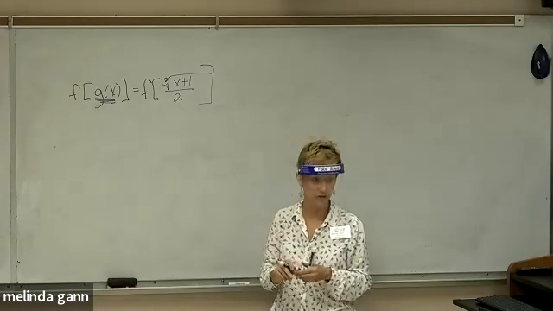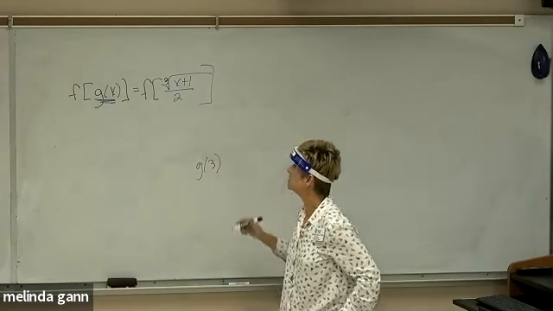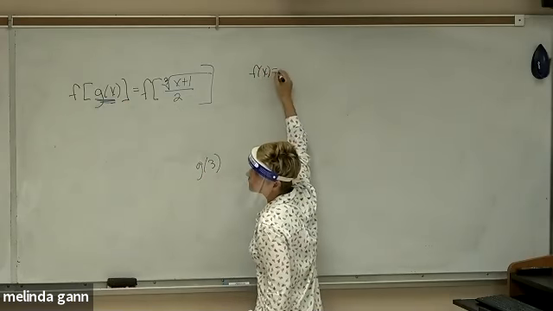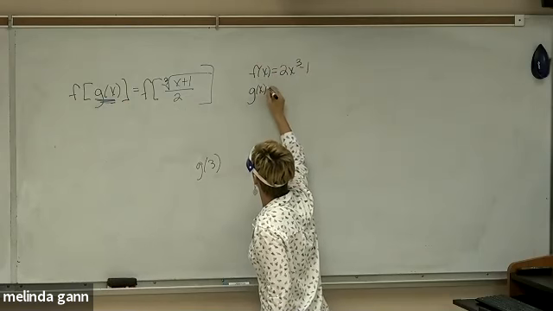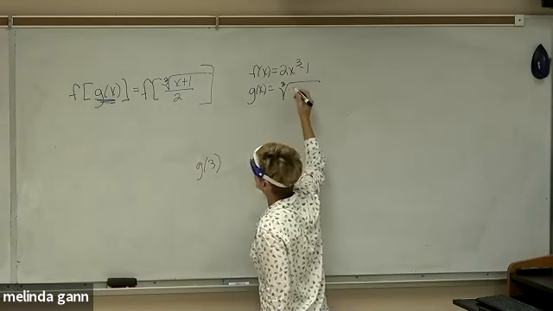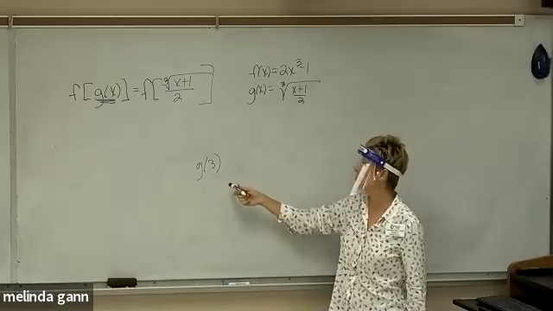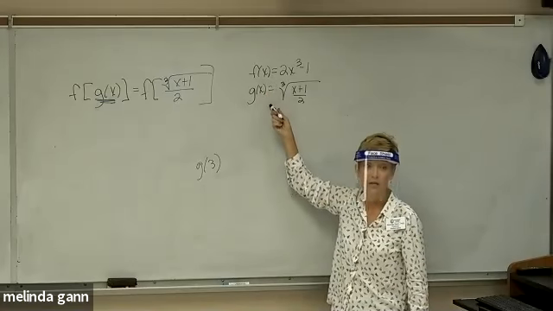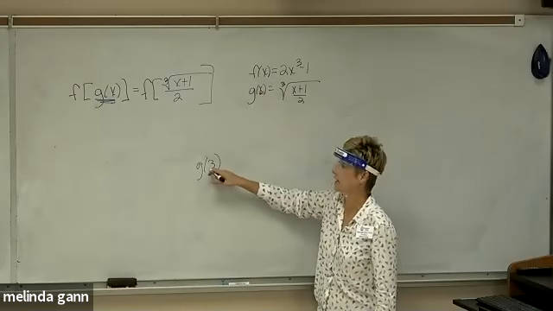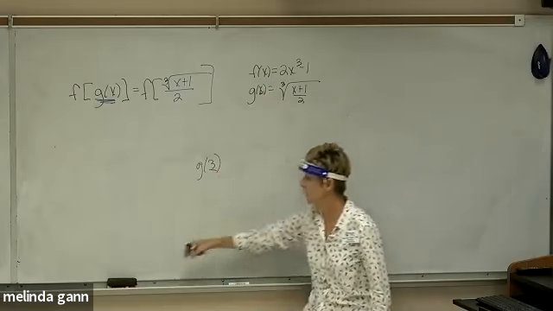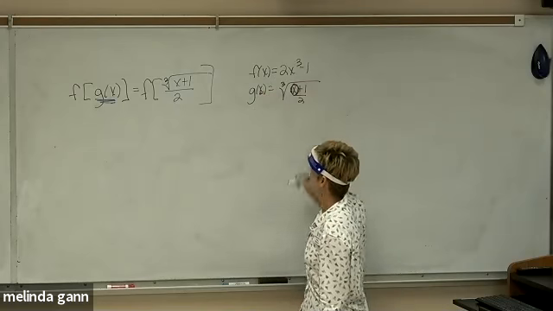Now let me ask you this, just to make sure we're good. What if they had said do G at 3? What would they have told you to do? Are you messing with F or G? G. What would you have done? You'd have taken X out, and everywhere you see X, you'd have stuck in 3. Okay, I'm going to do the same thing. Only when I take this X out, what am I going to put in its place?